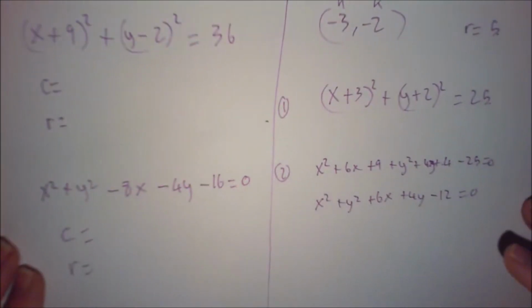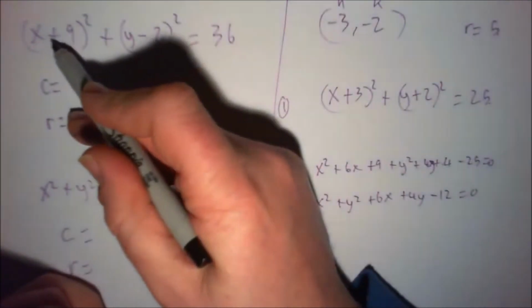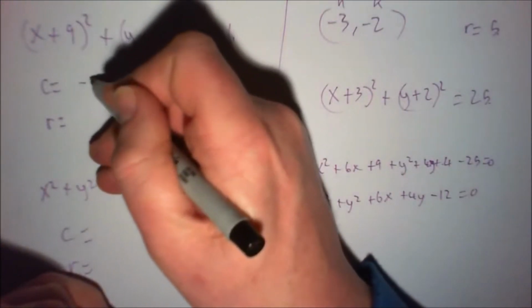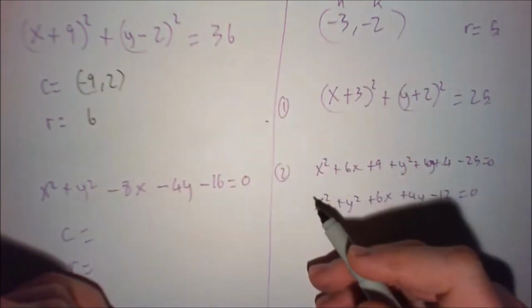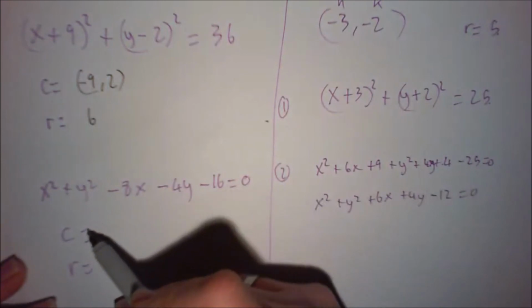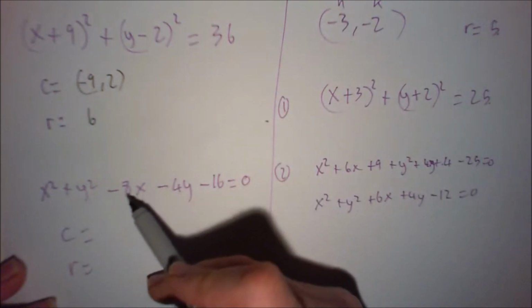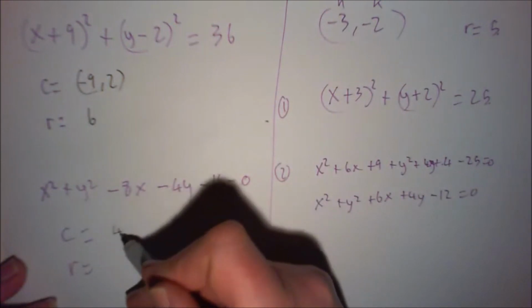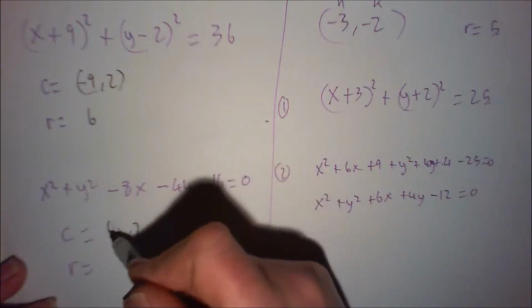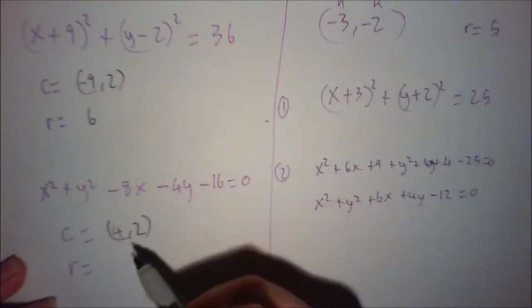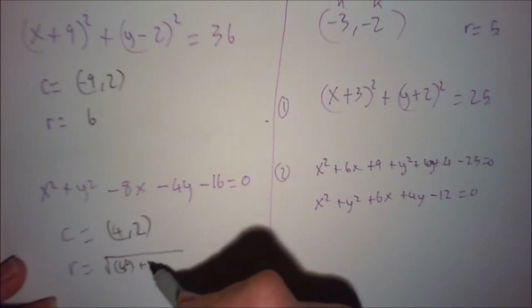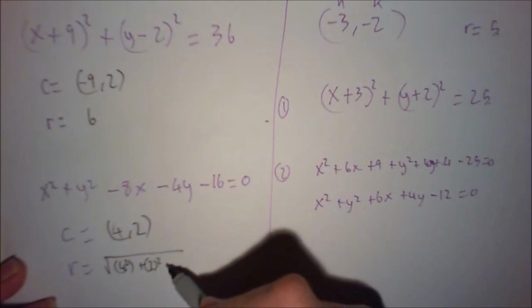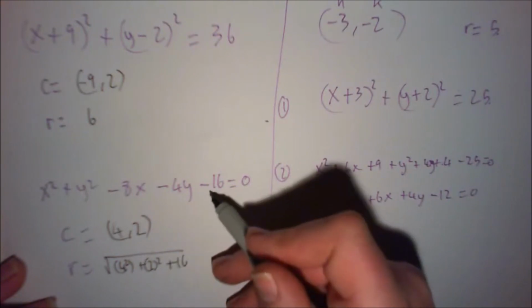Okay, so how do I do this one then? So it's a different color. These ones are easier. It's very straightforward. It's the opposite. There's the center, and then the radius is 6. That's how easy that is. Okay, this one, center, it's going to be divided by 2 and change the sign. That's 4. Divided by 2 and change the sign, it's 2. That's pretty easy. Now with the radius, it's going to be the square root of 4 squared plus 2 squared plus 16. It's minus 16.